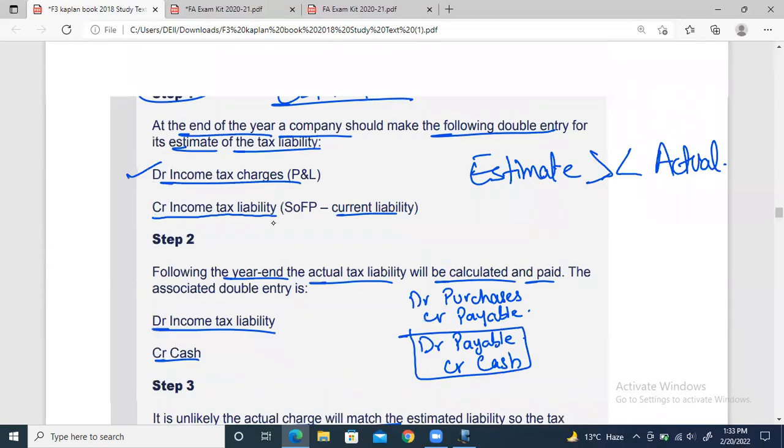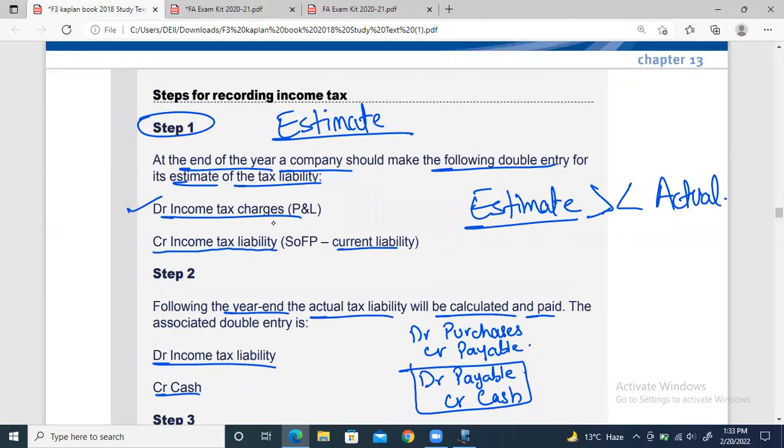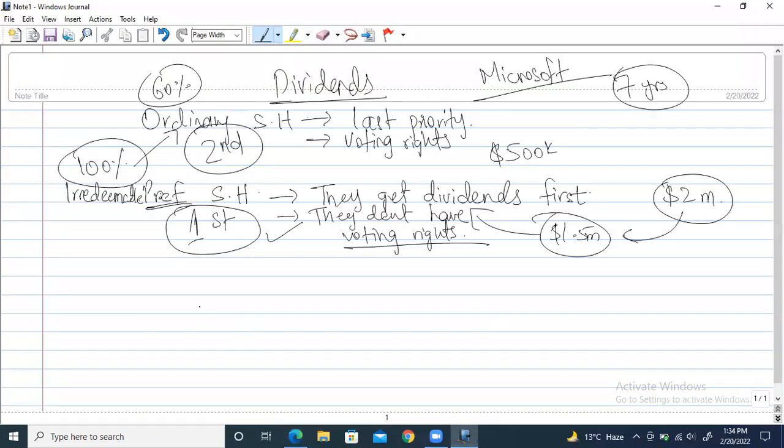Again, I'm repeating: in the first step we record an estimate, in the second step we actually pay the cash. And in most cases there is a difference between these two amounts. The difference can be called over provision, and it can also be called under provision, both things. Now let me explain in my own words what over provision and under provision actually mean.